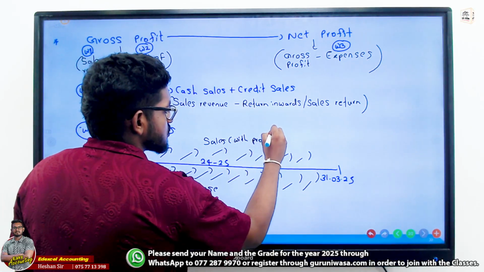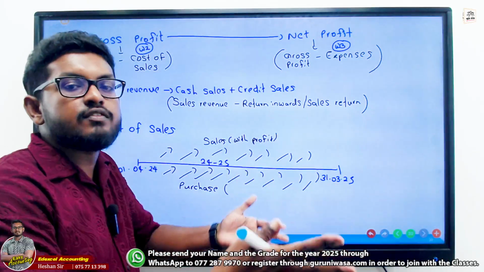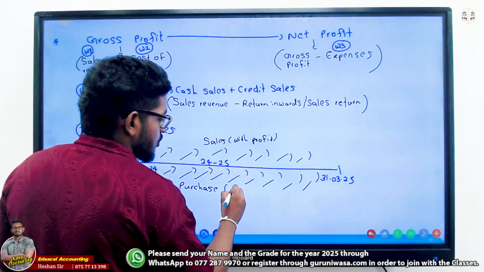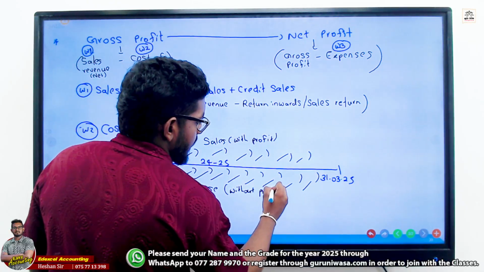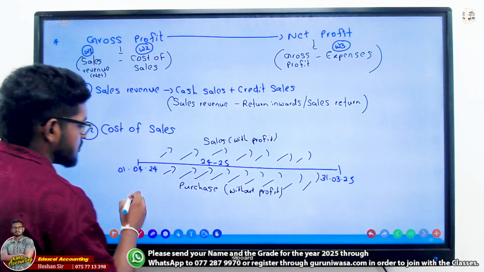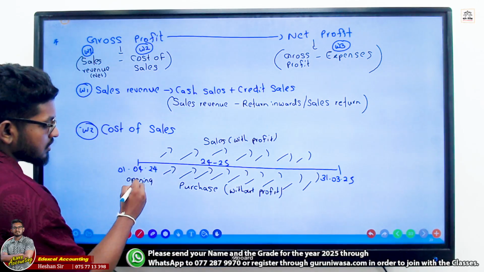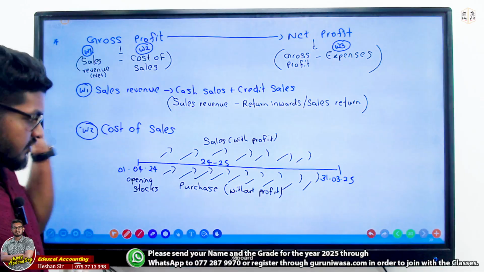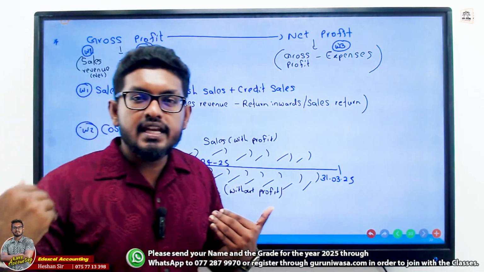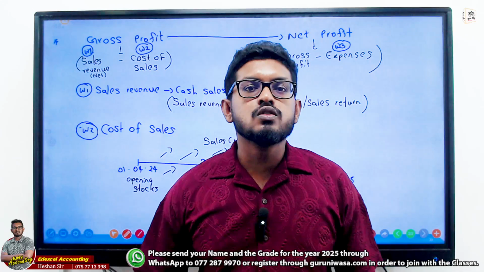We purchase goods for the business without profit, because the supplier gives them, and we add a profit and sell the goods, right? Without profit. And also there's something called opening stock. Opening stock means last year's closing stock. If we take the previous accounting period's ending date, we can't consider that there are no more stocks available in the business.